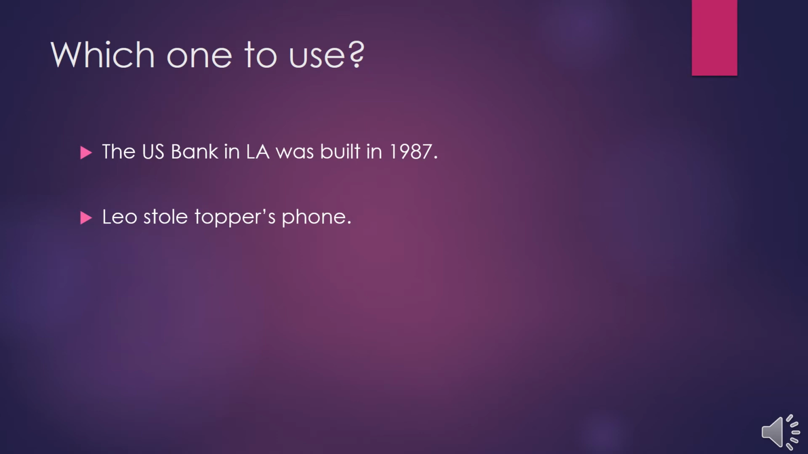But in the second sentence, "Leo stole Topper's phone." This is an active voice. Here it's necessary and important to know the doer of the action because you're talking about identity, like someone stole someone's stuff. So I need to know who stole it. So use an active voice to identify who stole the thing.